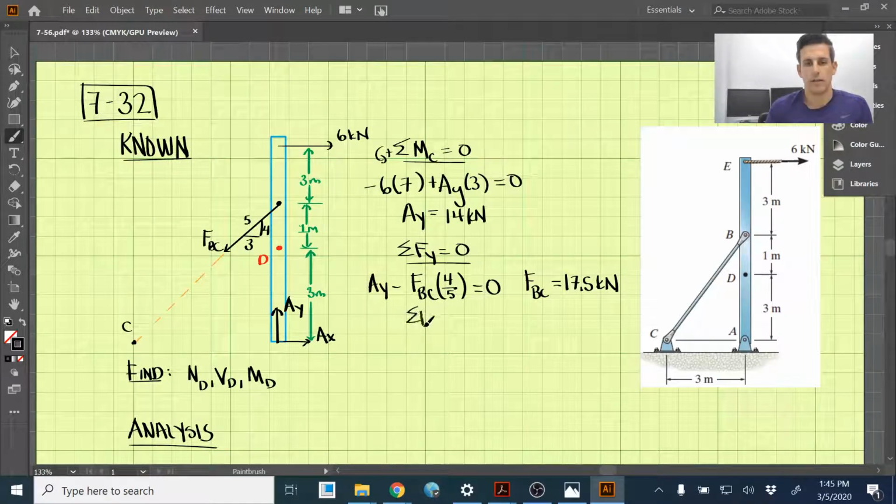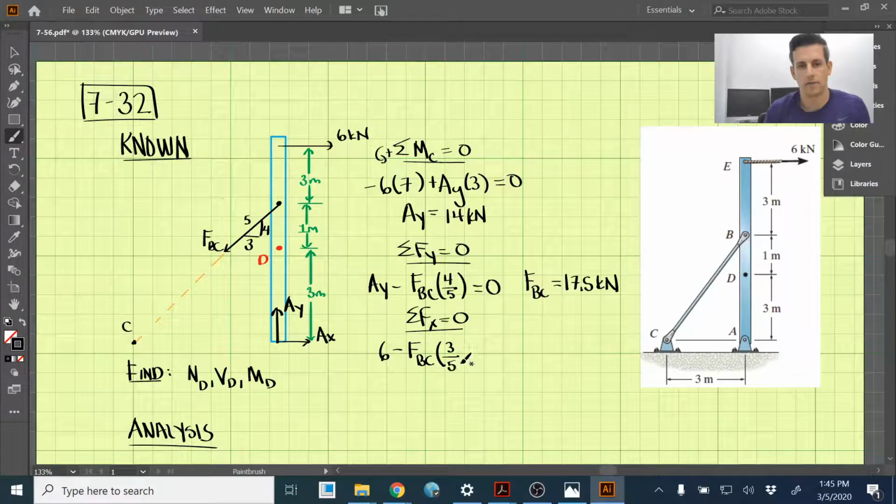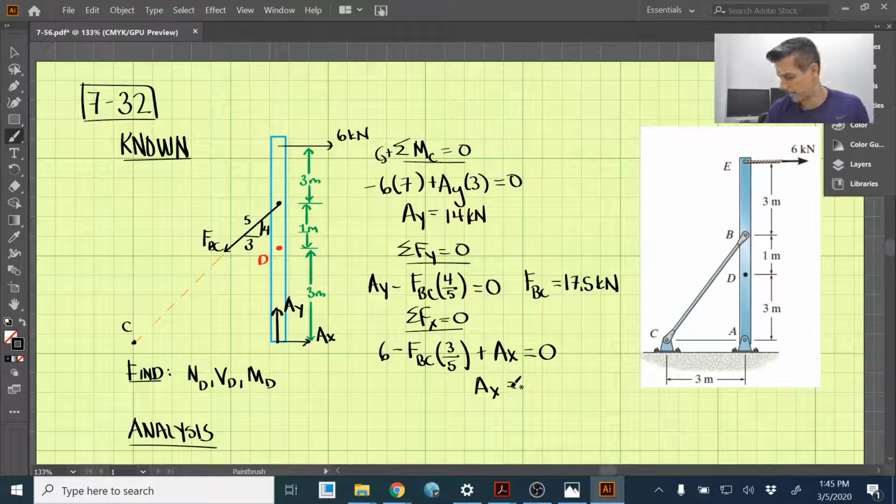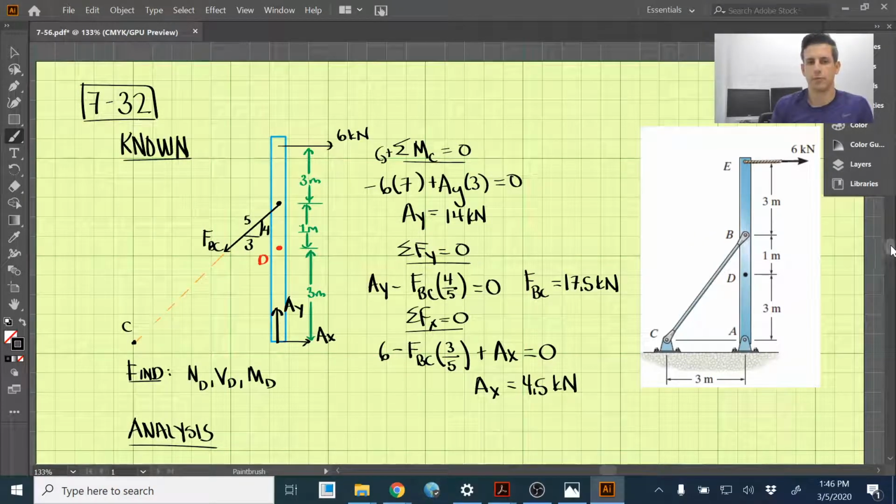Okay, and now we can sum the forces in the x direction and set those equal to 0. We have the positive 6. We have a component of FBC, and that's going to be in the negative x direction, FBC times the horizontal, which is 3, over the hypotenuse, which is 5 there. And then we have AX. Set that equal to 0. And AX then comes out to be 4.5 kilonewtons. Okay, so now we have the support reactions and the force FBC.